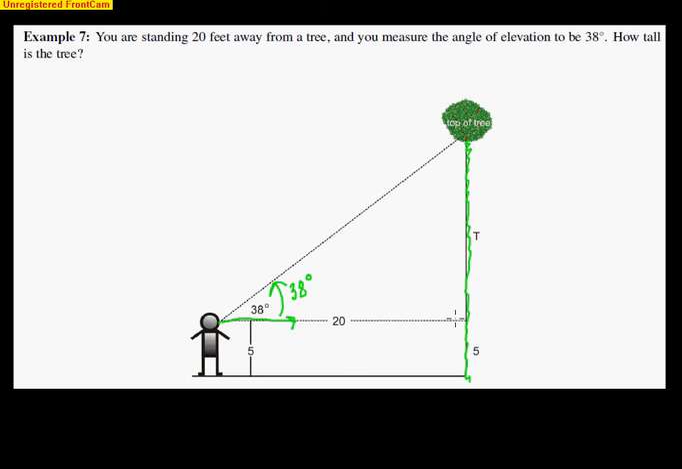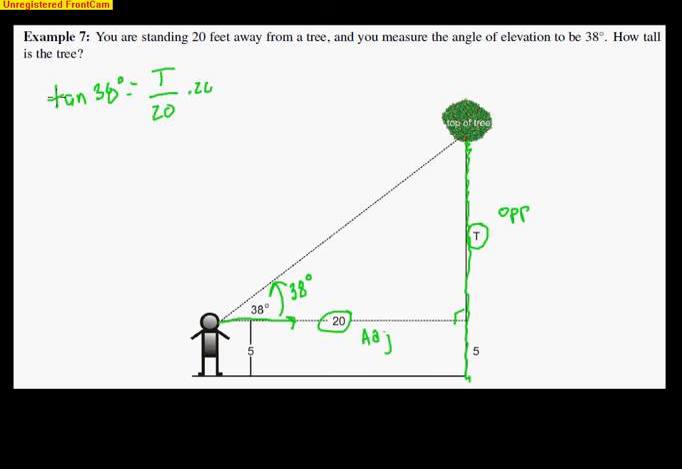So let's look at this right triangle. And all I got to do is once I find T right here, I have to add on the 5 feet that my eyes were above ground level. So let's see here. In this triangle right here, T would represent the opposite side. 20 right here would represent the adjacent side. The hypotenuse right here is not given, nor was it asked for. So I'm going to use tangent, because tangent is who uses opposite and adjacent. So tangent of 38 degrees equals the opposite side T divided by the adjacent 20.